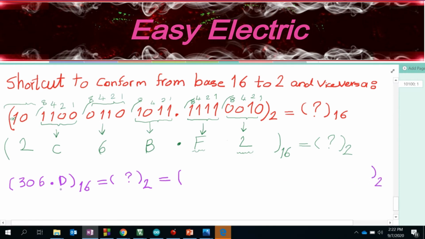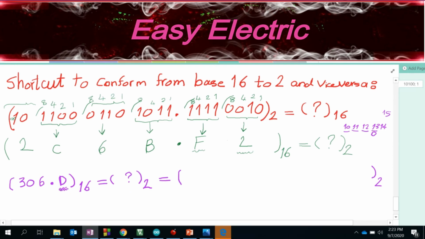The first question is, what is the D? D is which number in base 10? Is it 12, 13, 14, or 15? What is the D? You can remember it this way: you start with 10, 11, 12, 13, 14, 15. So this is A, this is B, this is C, this is D, this is E, this is F. So D is 13.